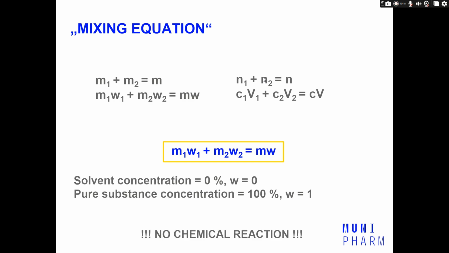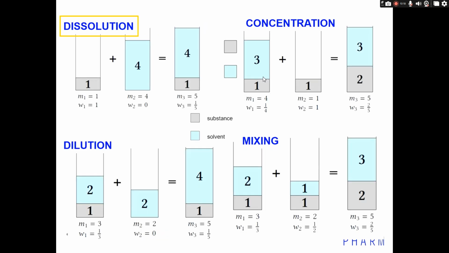In the following slides, we will look at specific examples where this can be used. But this is important: it can never be used in a system where a chemical reaction takes place. It is only for different solutions of the same substance. The procedure for calculations from chemical equations, where some chemical reaction takes place, will be the topic of another video. Let's look at the examples.